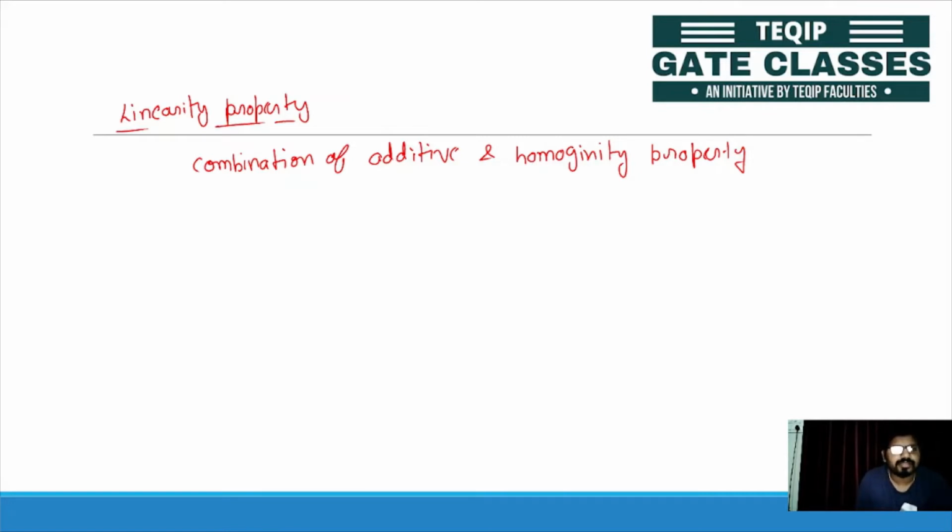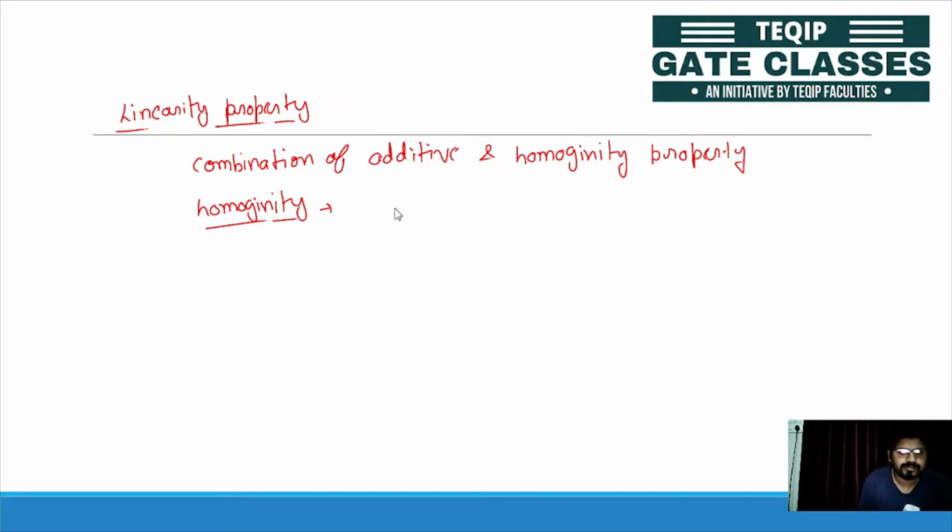So an element is a linear element if it follows both the additive property and the homogeneous property. So what is the additive property, or what is homogeneity? Let's first discuss homogeneity. If an element possesses the homogeneity property, that means if the input is scaled by some factor, then the output or response will also be scaled by that factor.